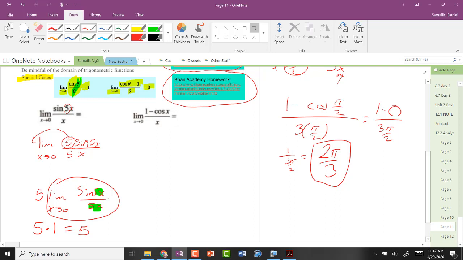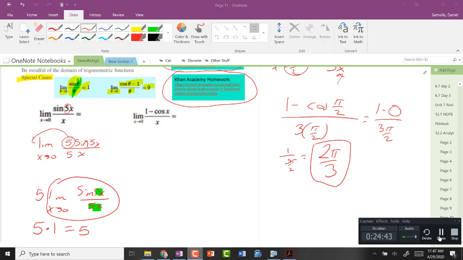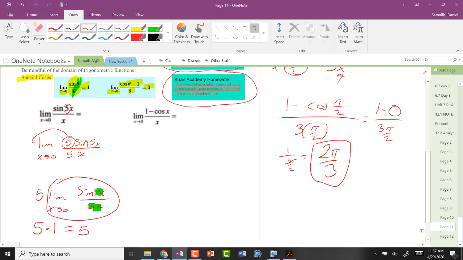Okay, so same type of deal here. Now this isn't exactly like this. Cosine of theta minus 1 over theta is not the same thing as 1 minus cosine of x. It's close. I just realized I forgot to change my notes, because on your notes you should have a square here. So 1 minus cosine of x over x squared.